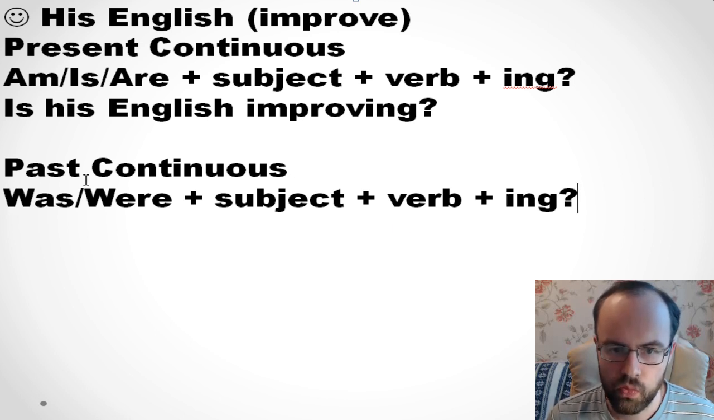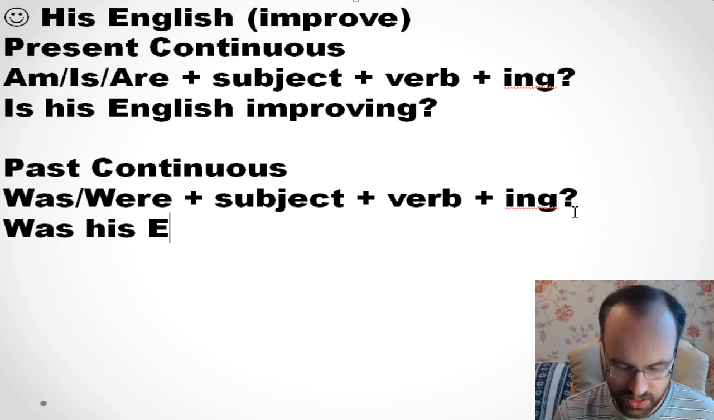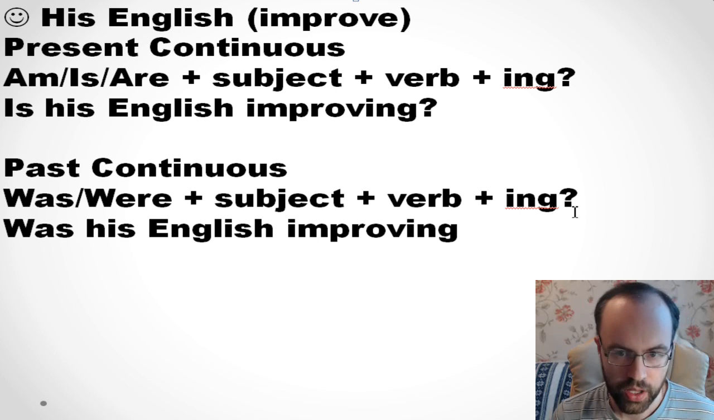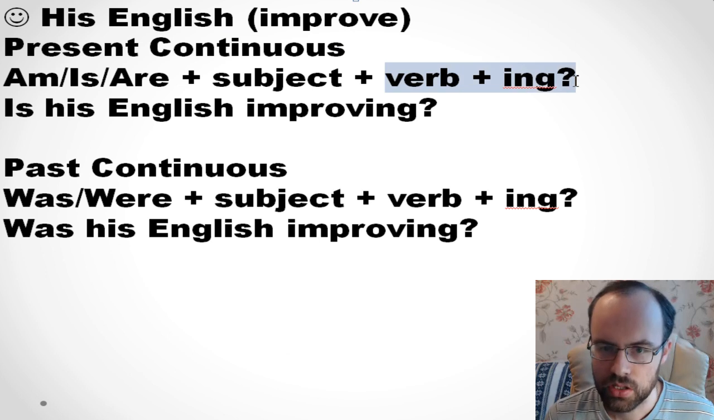I, he, she, it was. His English means it. So we'll use was and we'll say: was his English improving? You know that if we talk about continuous tenses, we always use verb plus ing. So don't forget about ing. It's very important to remember it.